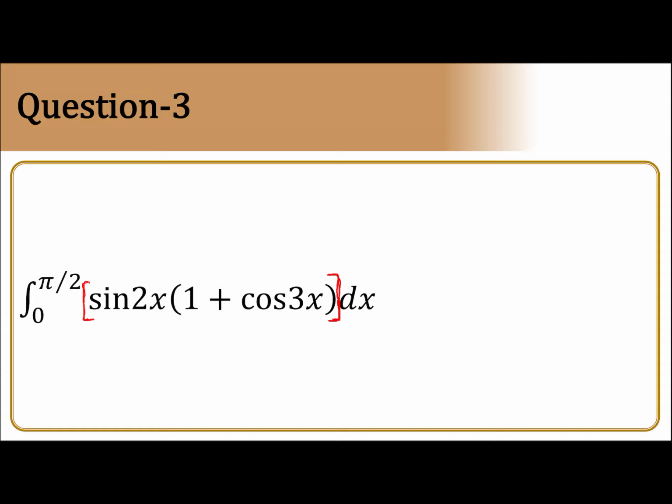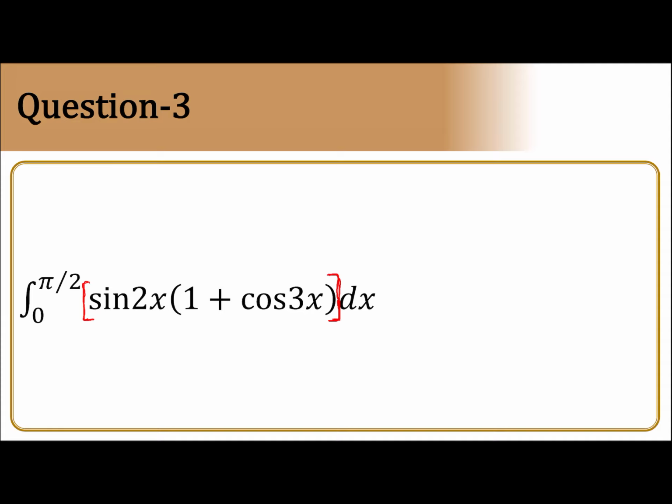Some students try to draw the graph. Some students were not able to understand. They convert into double angle, half angle. All those mistakes were made. It's a really tricky problem. 0 to pi by 2, greatest integer of sine 2x by 1 plus cos 3x.